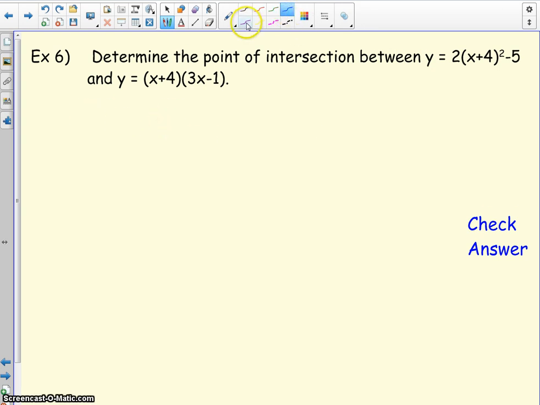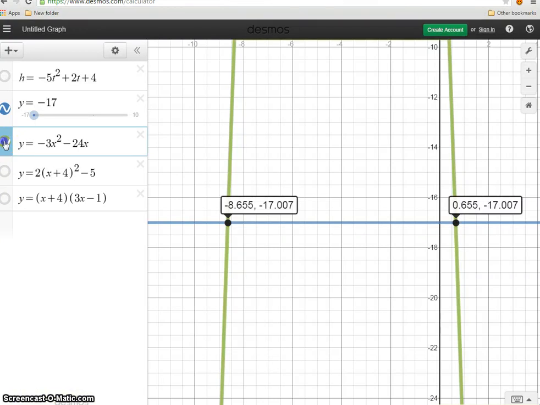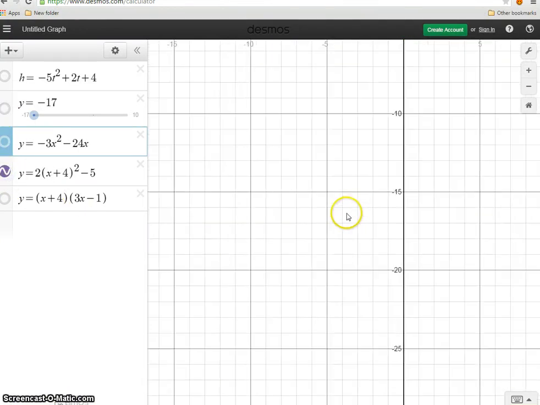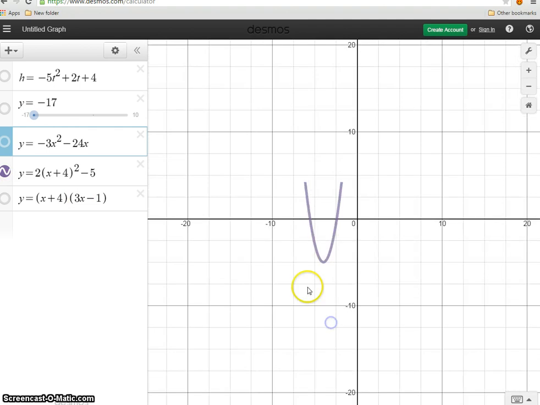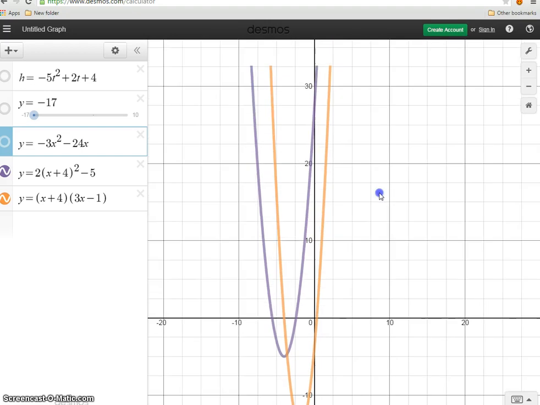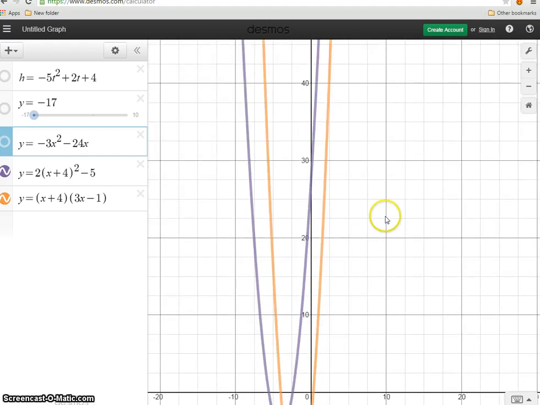Now, we haven't done much with points of intersection since we did the linear systems unit back at the start of the year. Remember, points of intersection, looking at a graph, we'll be looking for where two things cross each other. So what I've done here is I've created the graph of 2 bracket x plus 4 squared minus 5, so you can see it right there. And here's the graph of y equals x plus 4 times bracket 3x minus 1. And we're looking for the point or points of intersection between these.